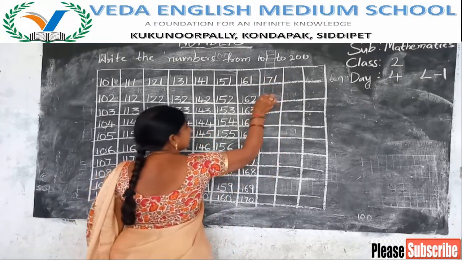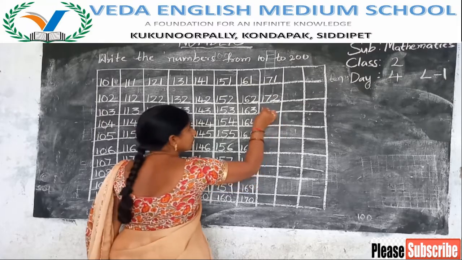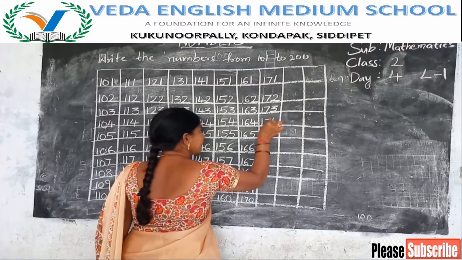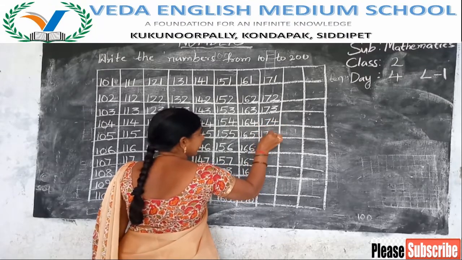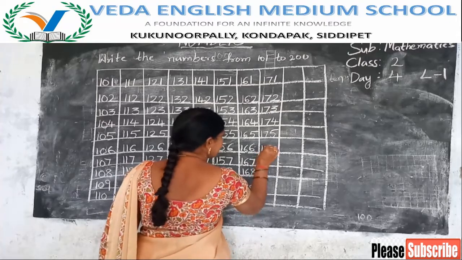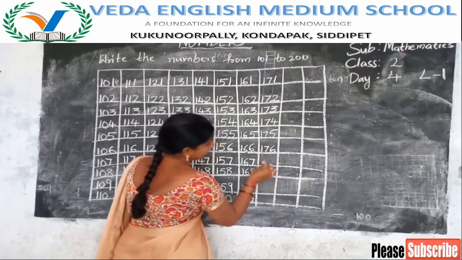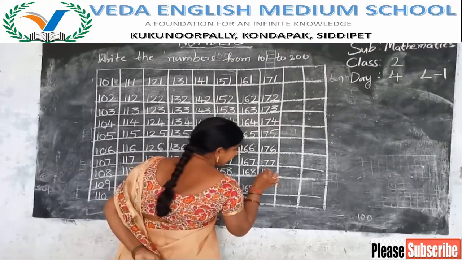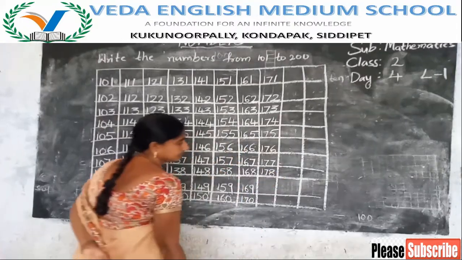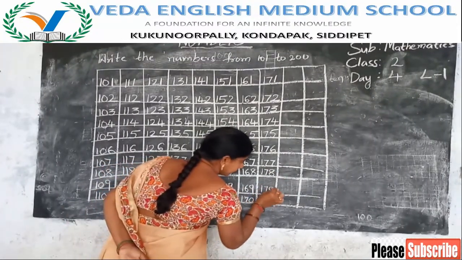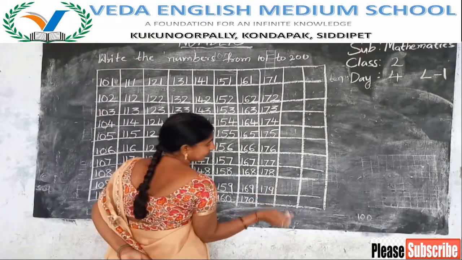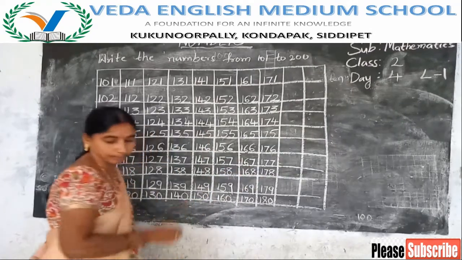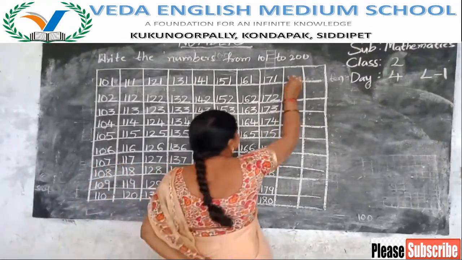171, 172, 173, 174, 175, 176, 177. What is the next number? 178, 179. After 179, what will we get? 180. Okay.